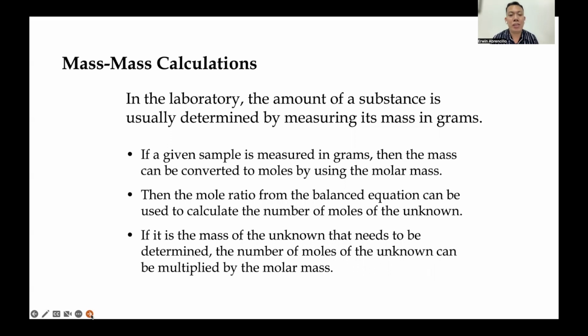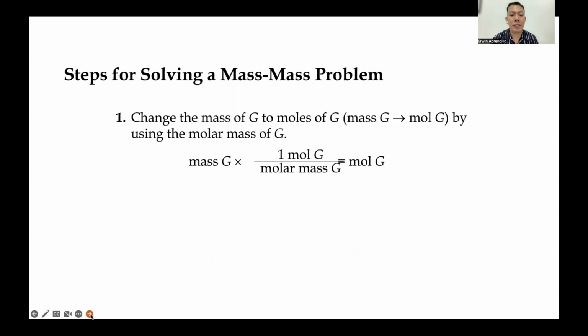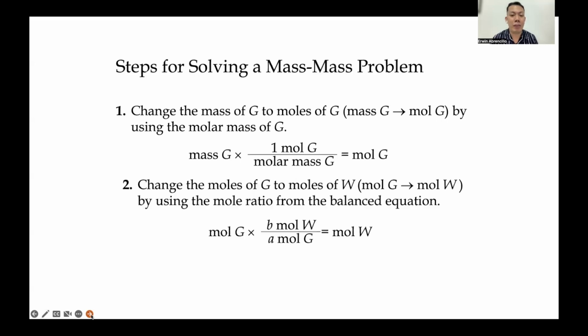The mole ratio from the balanced equation can be used to calculate the number of moles of the unknown. If it is the mass of the unknown that needs to be determined, then the number of moles of the unknown can be multiplied by the molar mass. Of course, you can understand this better by analyzing the given samples on the next slides. The first step is to change the mass of the given to the mole of the given, by using the molar mass of the given, with the formula: mass G times 1 mole of G divided by molar mass of G is equal to the mole of G. G is the given.